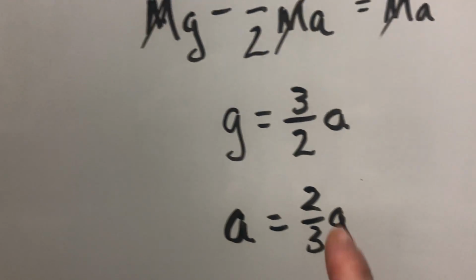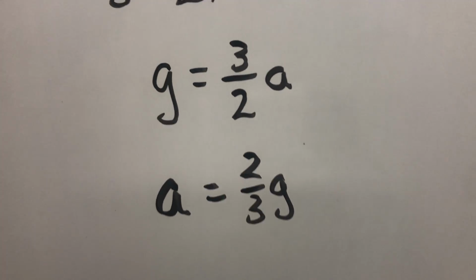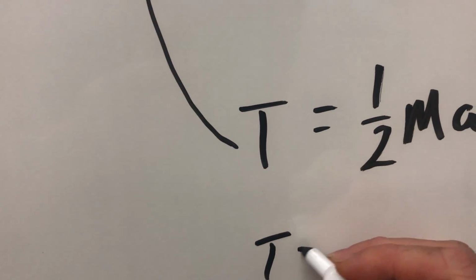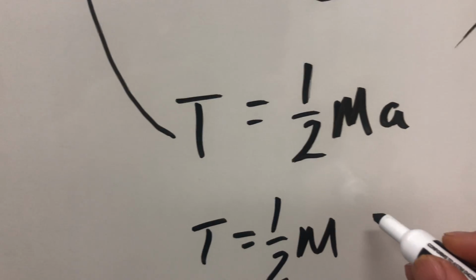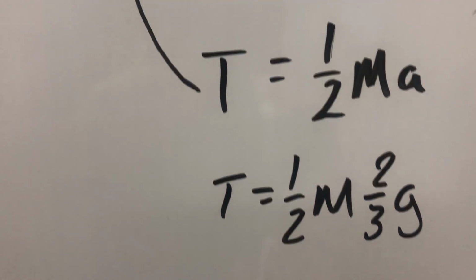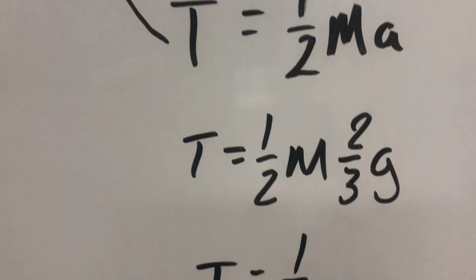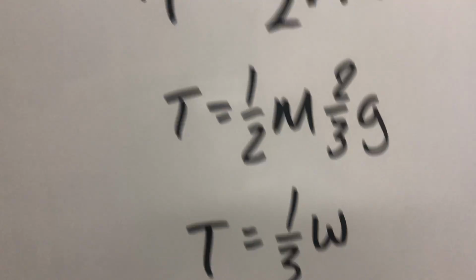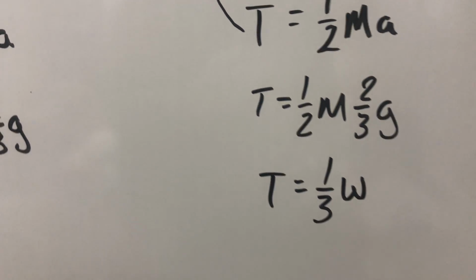And then we could take that acceleration if you wanted to as well. We could also find T, because we know that T is over here. So we know that T would be equal to 1/2 m times 2/3 g, which means my tension would be equal to, well, this is kind of neat, 1/3. It'd actually be equal to 1/3 mg, so that would be equal to 1/3 of the weight of this thing. So that's kind of neat.